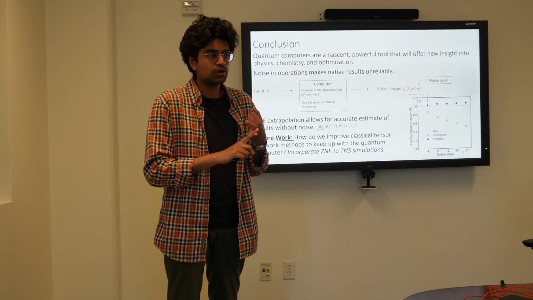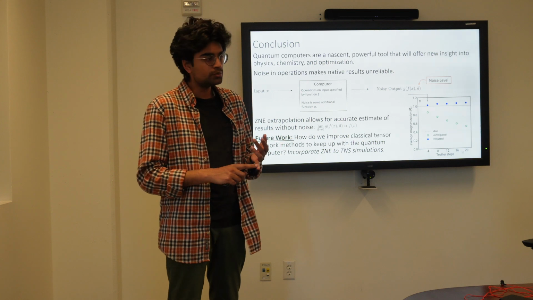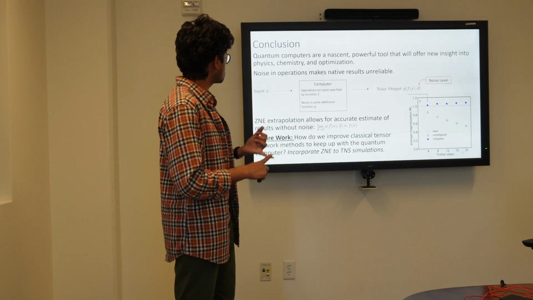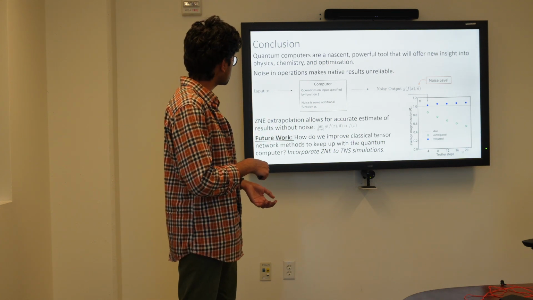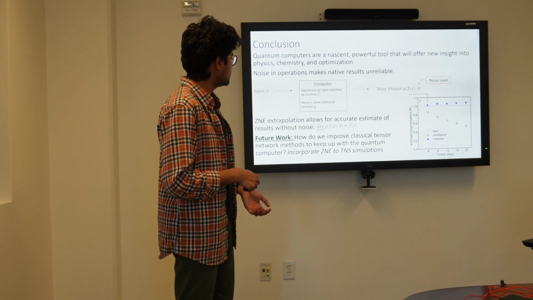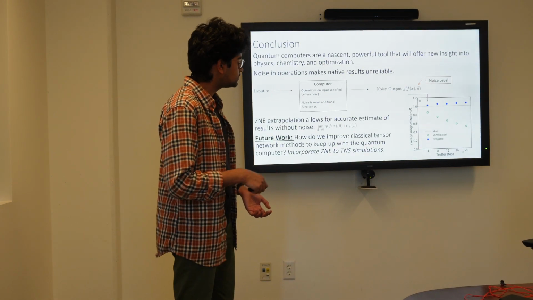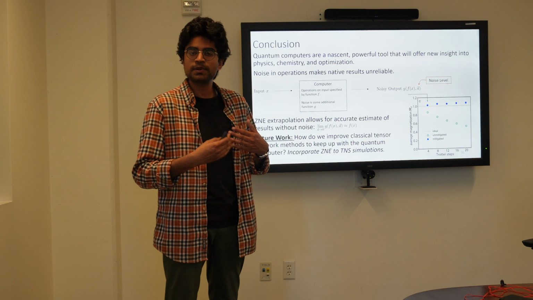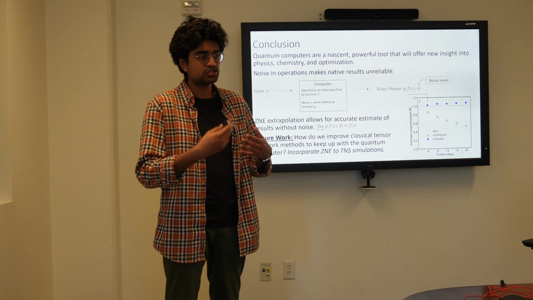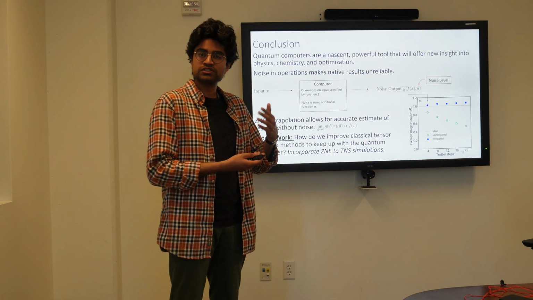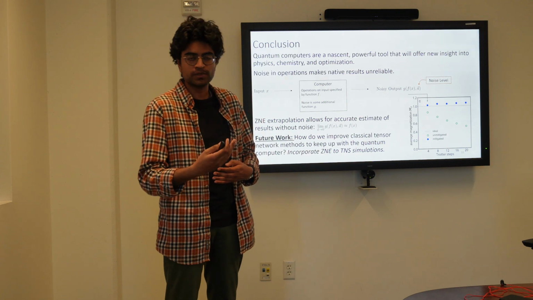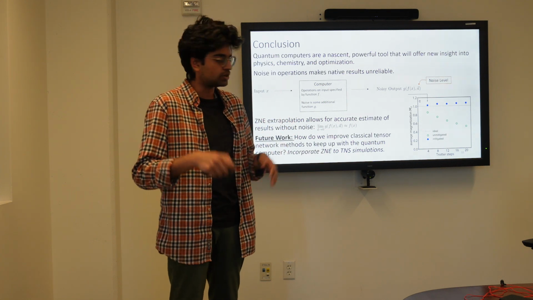Option one is to build better quantum computers, which obviously we're trying to do, but that takes a while. What we're showing in this work is that this technique of zero noise extrapolation allows you to recover an estimate of the noiseless results just by making your quantum computation actually worse. So by making our results worse, we can actually get an estimate of the true answer, which is quite surprising.